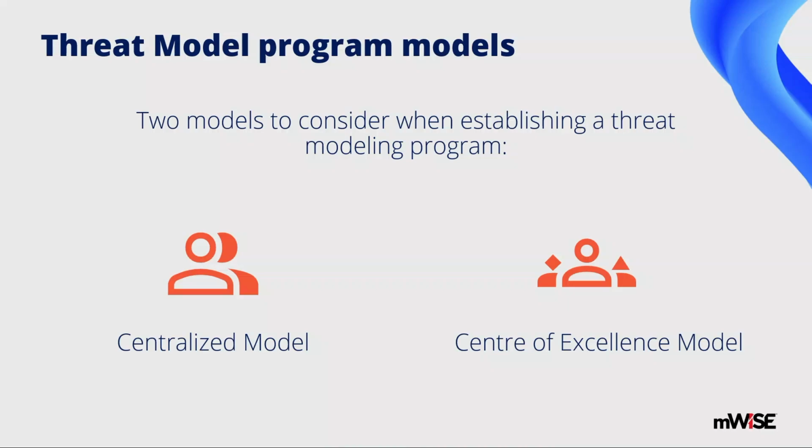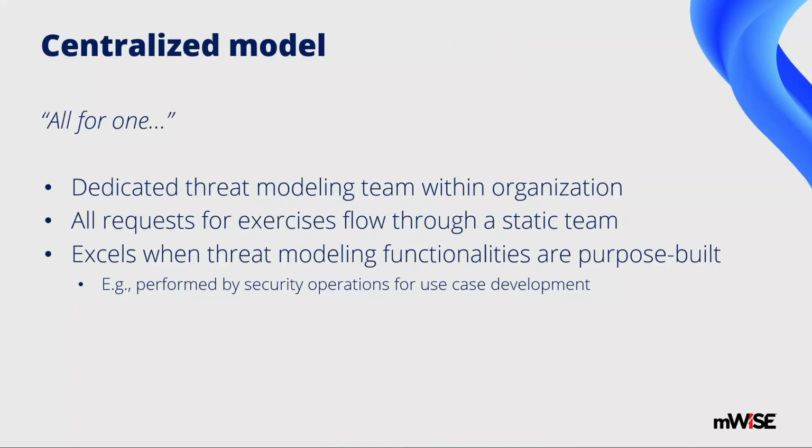And when developing a threat model program, we've encountered 2 operating models that can serve as a starting point, or depending on the organization, you can have one evolve into the other. Note here that the operating model can be a blend of these 2 or a spectrum of both, depending on the specific organization. So the 2 models that we're going to talk about today are the centralized model and then the Center of Excellence model.